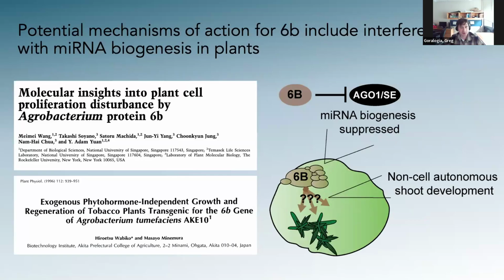A little bit has been worked on these 6B because it's present in naturally transformed plants that have had tDNA introduced in their evolutionary history. Right now, the predominant mechanism that's been worked out is suppressing argonaute serrate, so suppressing microRNA biogenesis. But we really have no idea how this confers a non-cell autonomous regeneration effect. So we're still working out the mechanism.